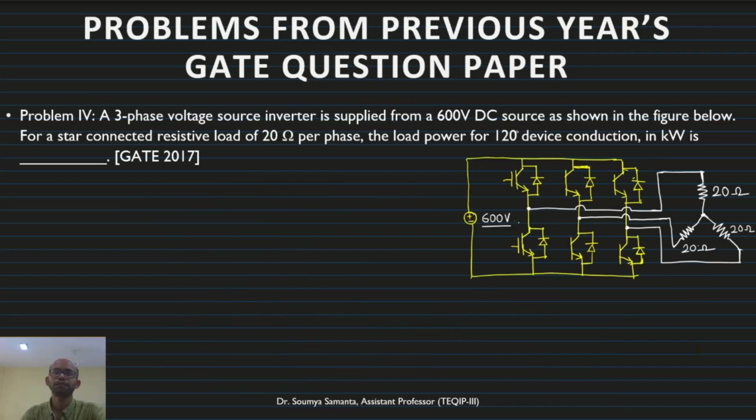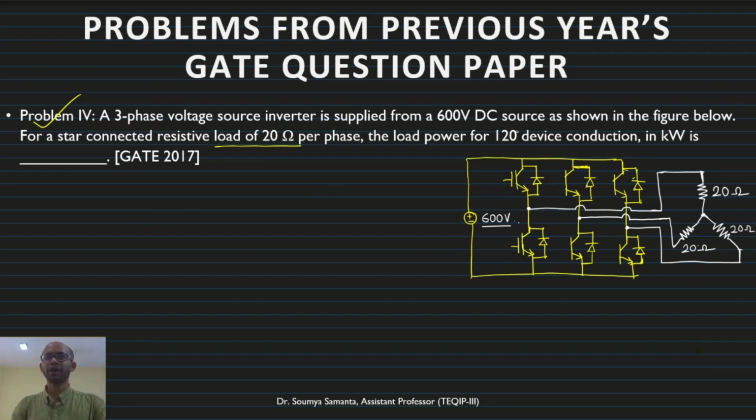Next problem, problem number 4. A 3-phase voltage source inverter is supplied from 600 volt DC as shown in the figure below. For a star connected resistive load of 20 ohm per phase, the load power for 120 degree device conduction in kilowatt is how much? That is what you have to find out.